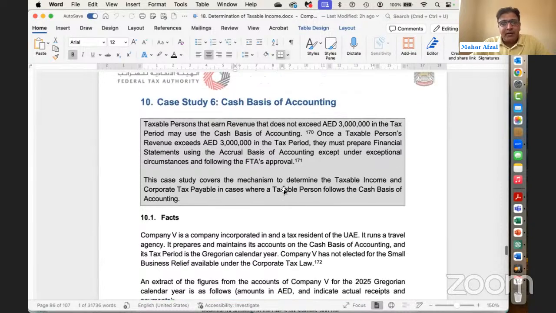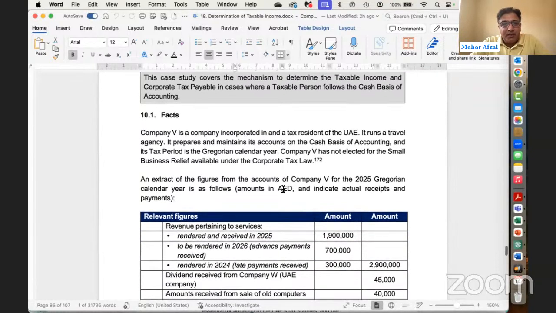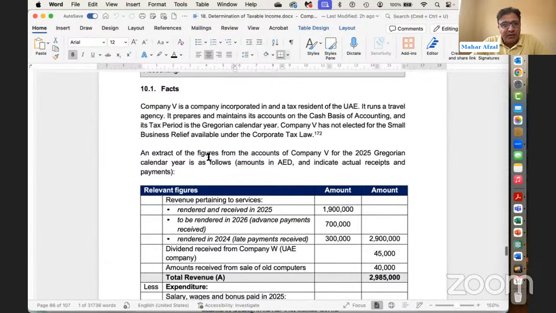Cash basis of accounting. We all know this: where the revenue is less than 30 million, we can apply the cash basis of accounting. Once we are applying cash basis of accounting, all my income and expenses will be subject to tax, or allowable, only upon the payment of cash. So in this example, they have given company V, which has not elected for the small business relief.